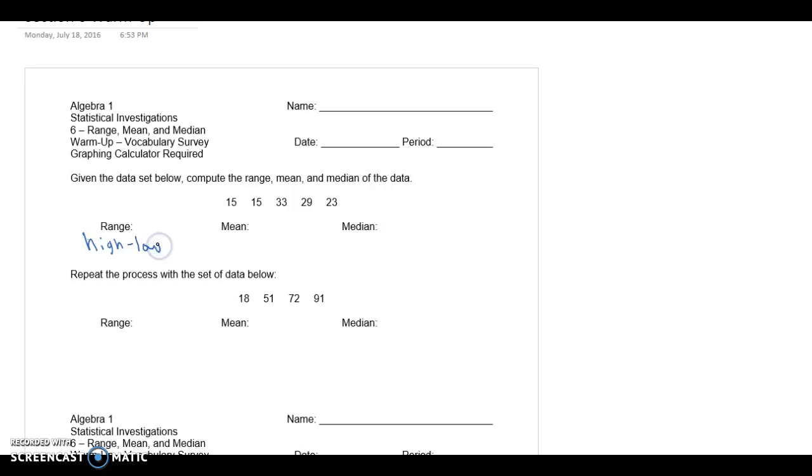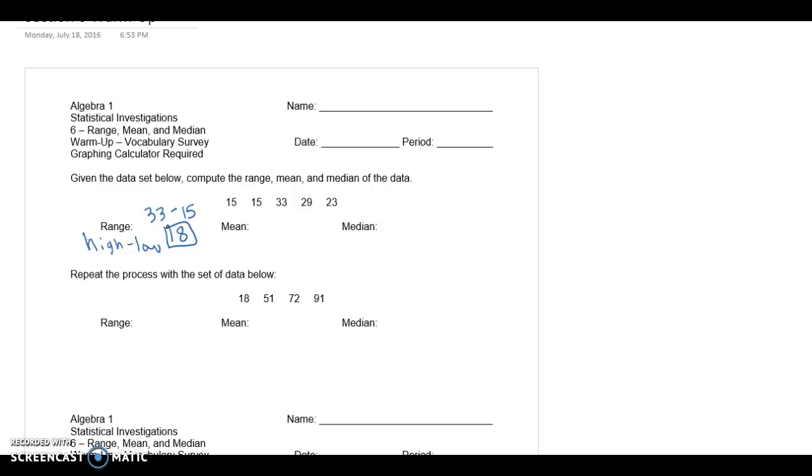So the range is defined as your high value minus your low value. So looking at our data here, we have 15, 15, 33, 29, 23. 33 is our high value, and our low value is 15. When we subtract those, we get 18. So that would be our range.